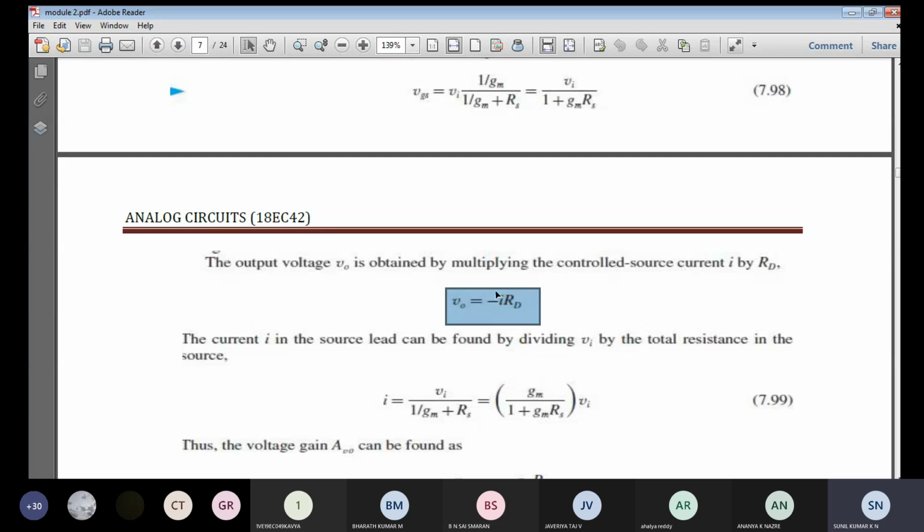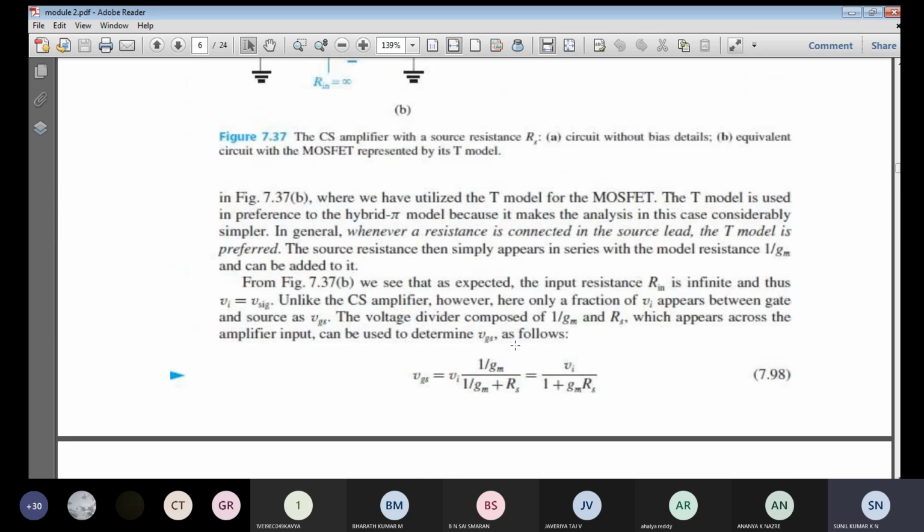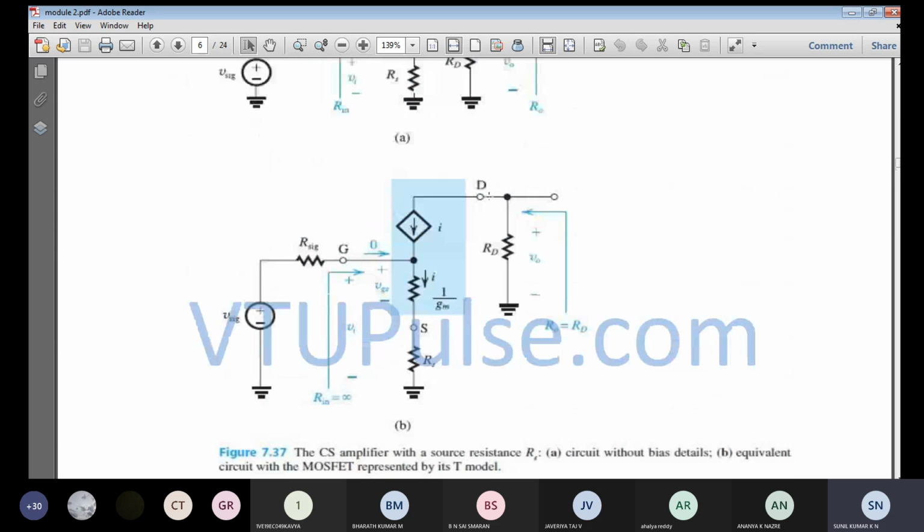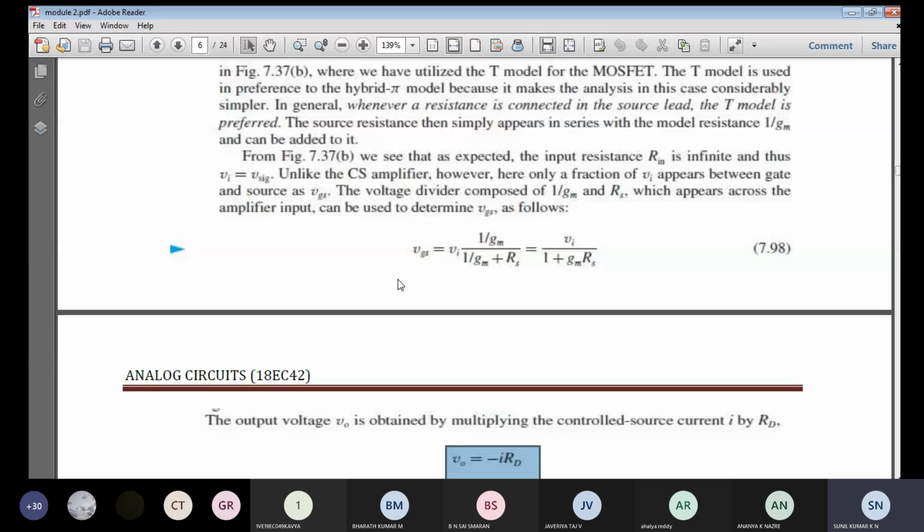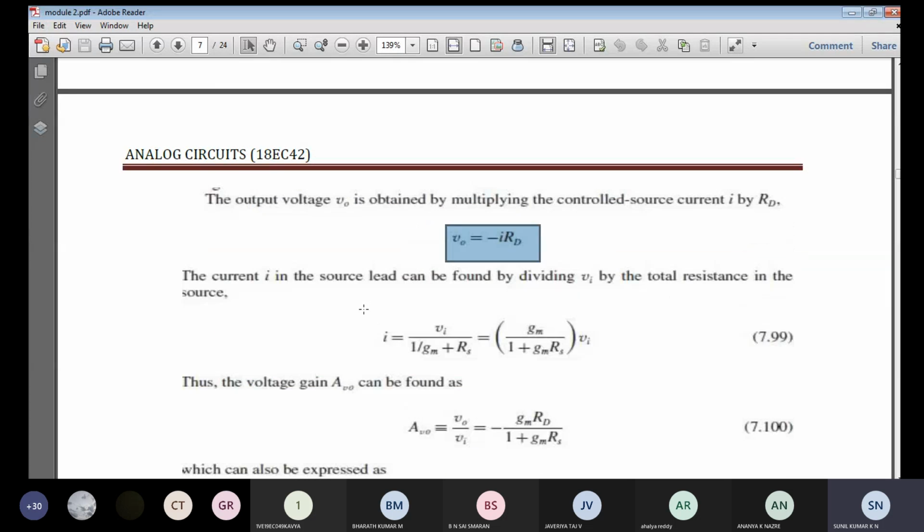So what is the value of I we need to find out now. Output voltage is nothing but V equal to IR. What is the output current? I. And what is the output resistance? Rd. So we know it is minus I into Rd. The current I is nothing but the drain current which is flowing from the drain terminal towards the source terminal. So we need to find out what is I.